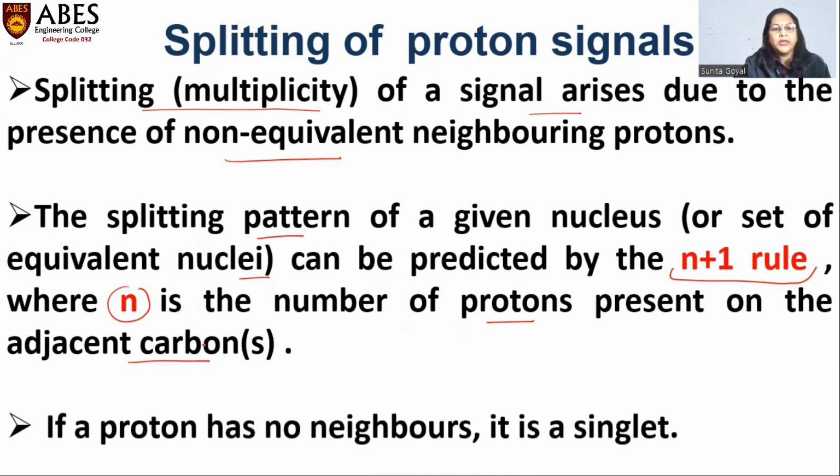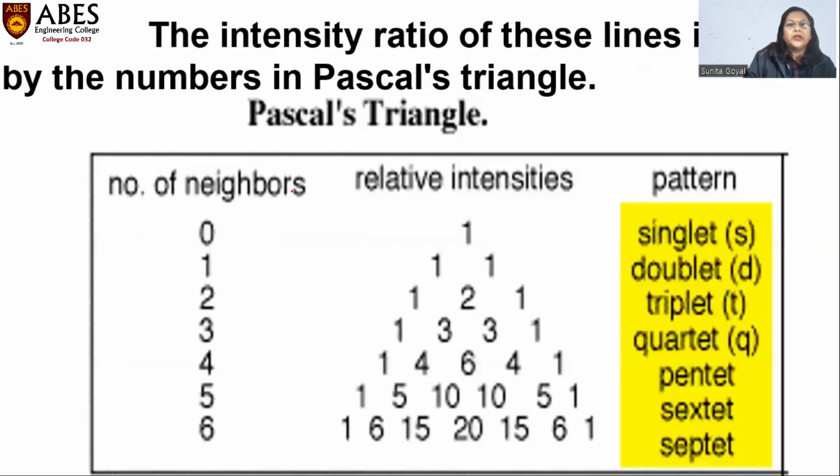So how can we apply it? We'll see here. If a proton has no neighbors, then it is a singlet because n plus 1, that means n is 0, then plus 1, it will be 1. So it will be only a singlet if there are no neighboring protons. So neighboring protons will split the signal. And what will be the intensity of these lines of the multiplets? It will be decided by Pascal's triangle.